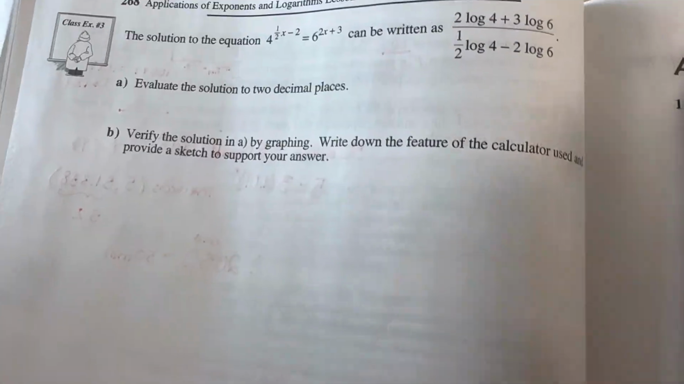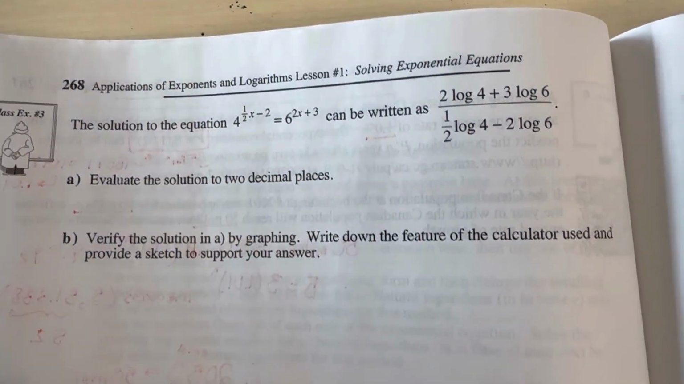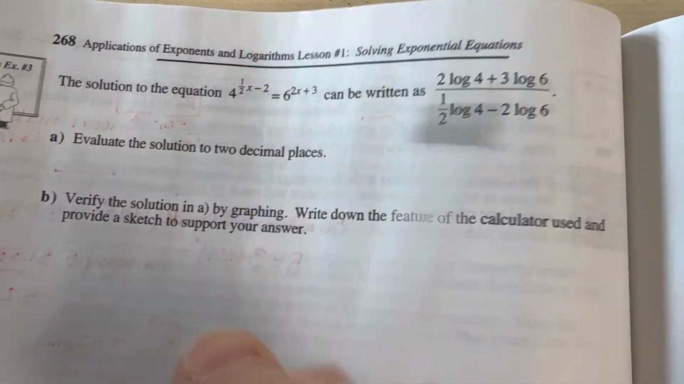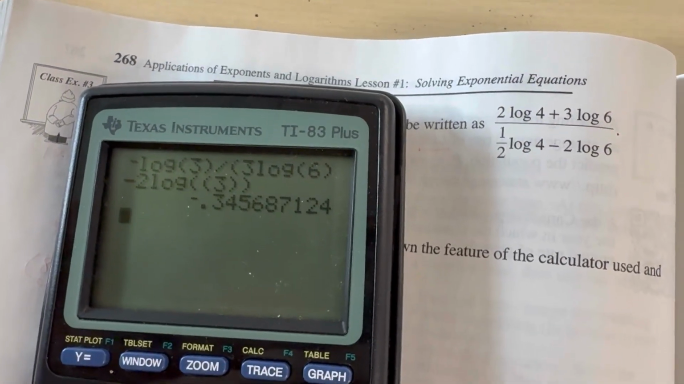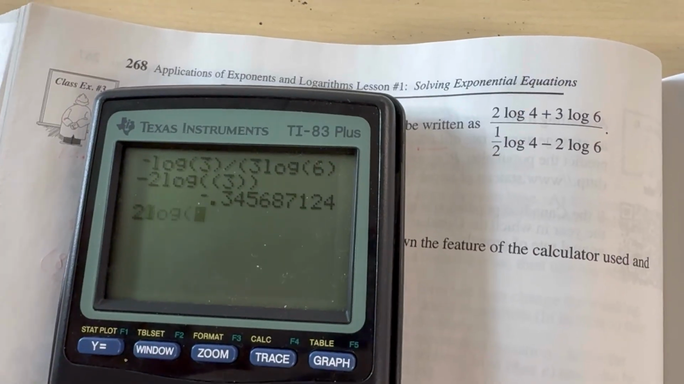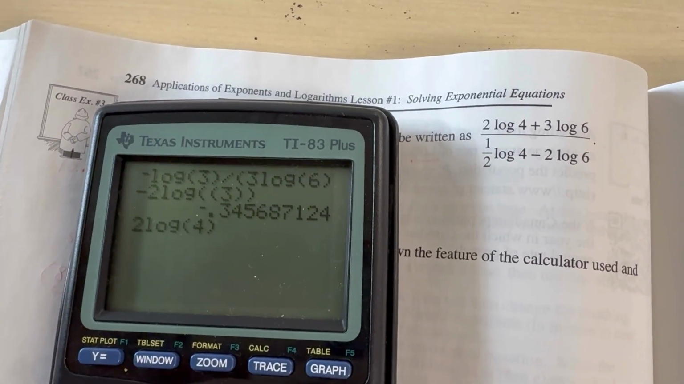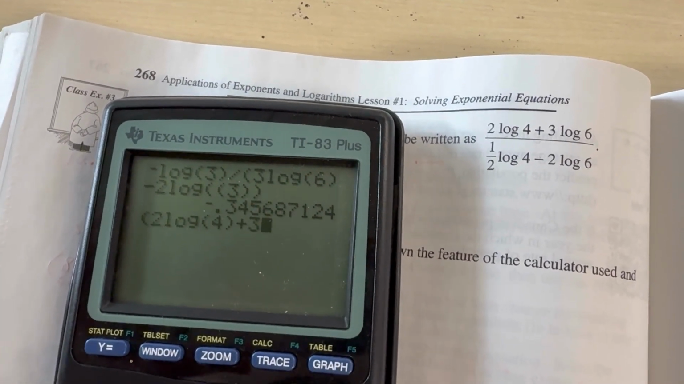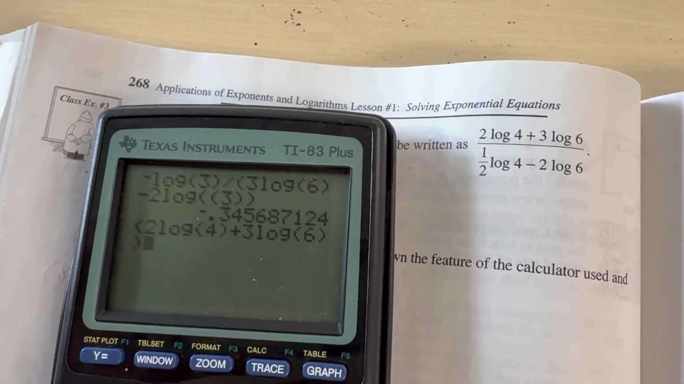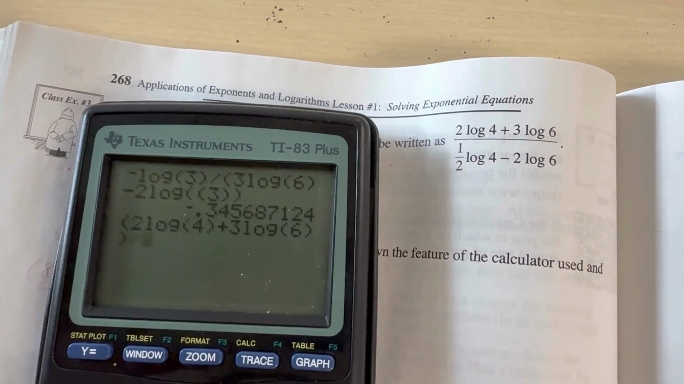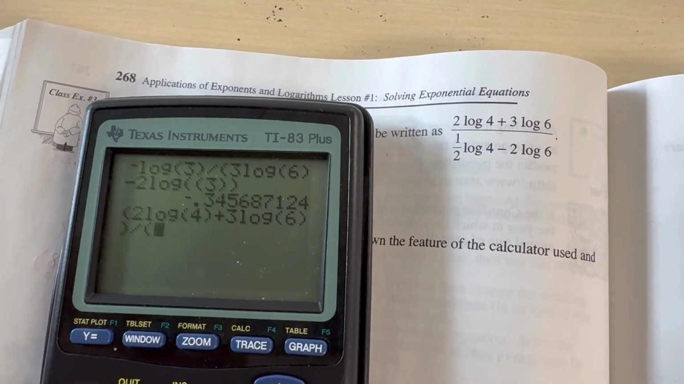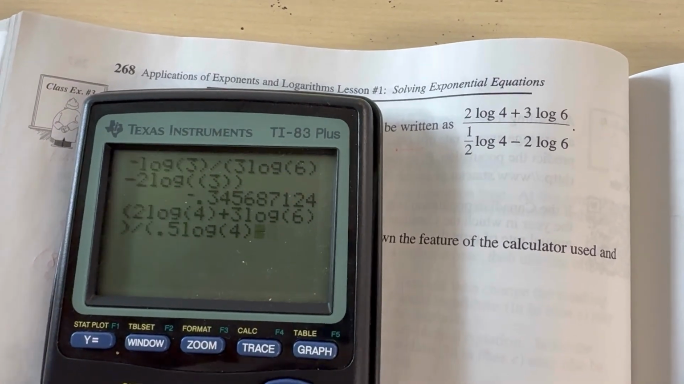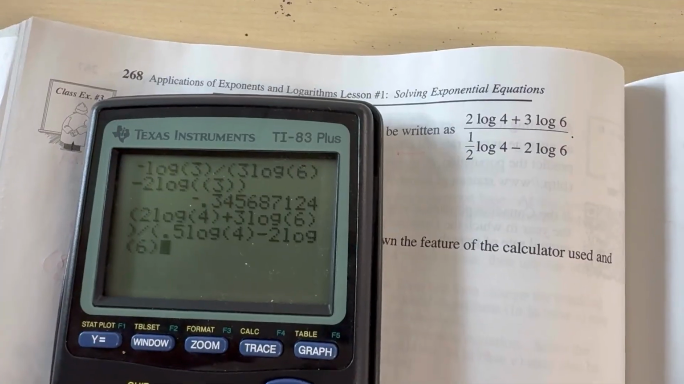All right, last example here. The solution to this equation is telling us it can be written like this, and it says evaluate the solution to 2 decimal places. So we're just substituting everything in: 2 log 4, and I'm going to insert a bracket there, plus 3 log 6, then end the bracket for the first one, divided by, bracket, 0.5 for the half, then log 4, minus 2 log 6, bracket, bracket.